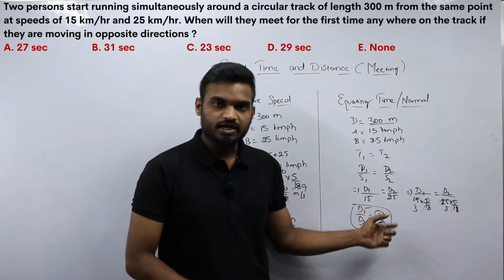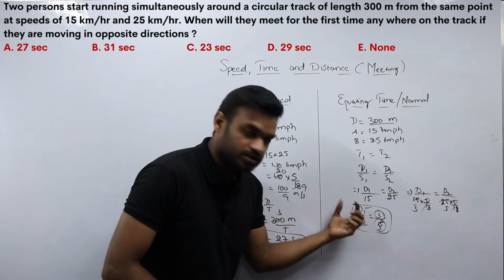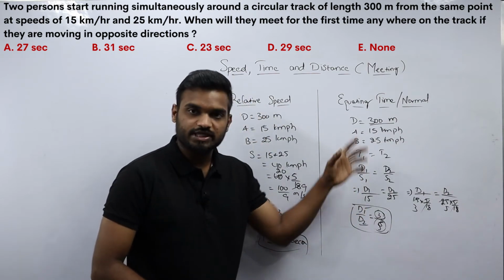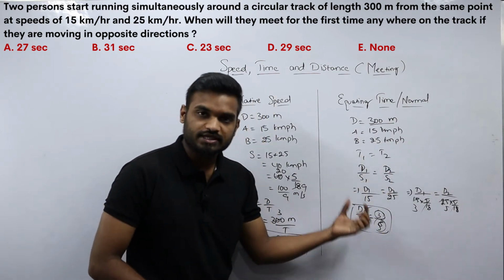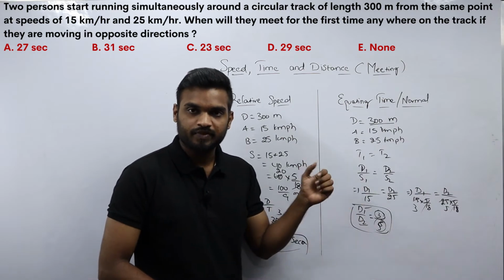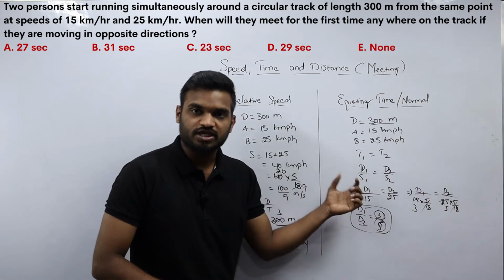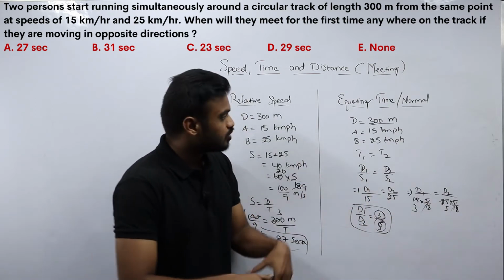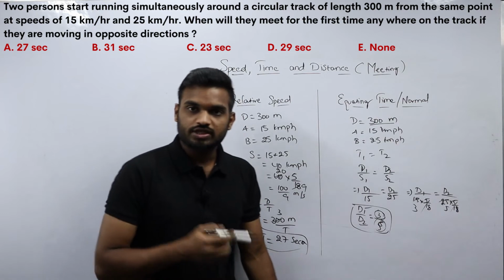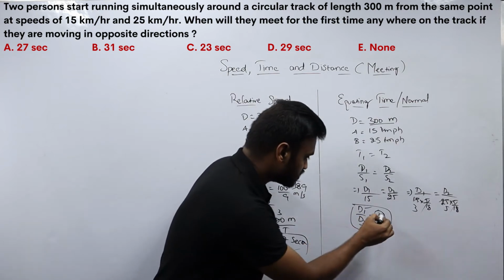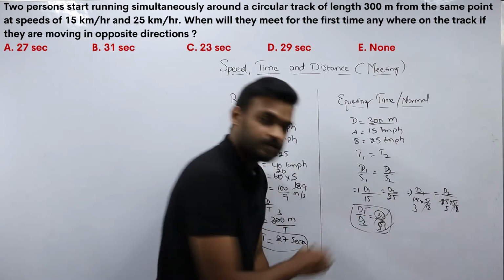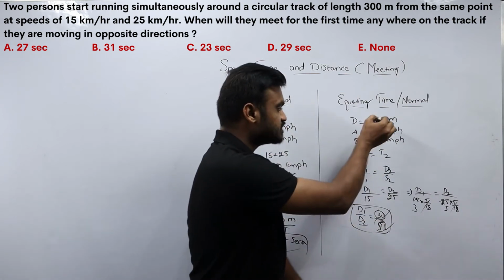I will explain you once again. D1, that is the distance travelled by the first person to meet the second person. D2 is nothing but the distance travelled by the second person to meet the first person, right? Now, after completing 3 parts of the total distance, the first person will meet the second person. Now the total distance is 300 meters. So the first person is completing 3 parts and the second person is completing 5 parts. So there are totally 8 parts in this 300 meters.